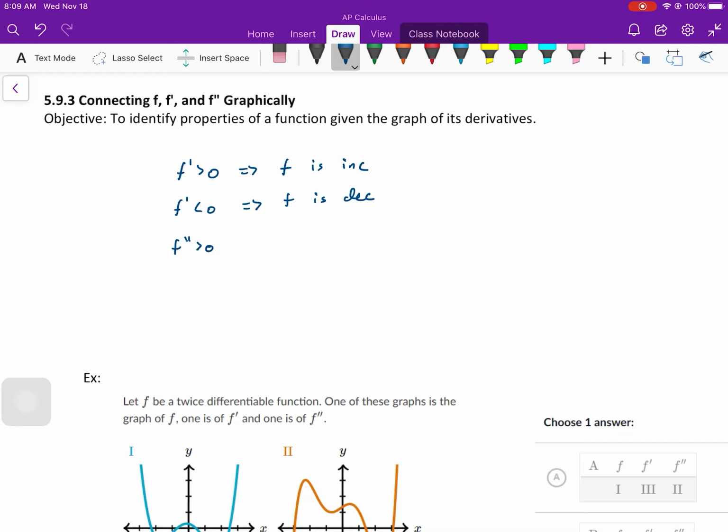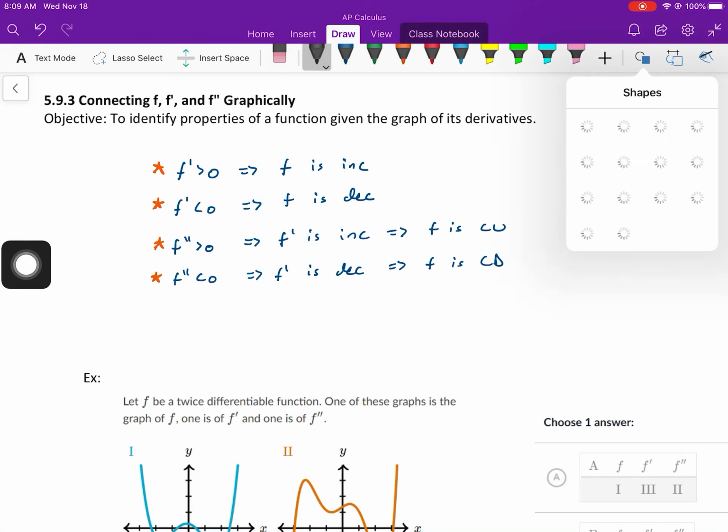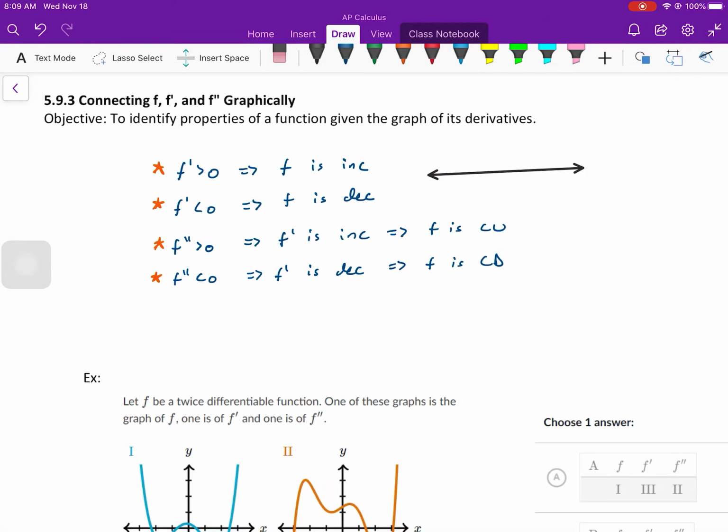If F double prime is positive, then F prime is increasing, which means that F is concave up. And if F double prime is negative, then F prime is decreasing, which means that F is concave down. So there's the four things there. And you kind of tie these two to the first derivative. And then we use this. We use the first two, if you remember, to do our test for maximum and minimum.